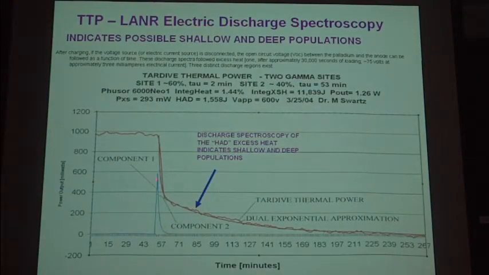I don't know how much time we got left. Are we already running over? Do I trust that clock? About 42 minutes or so.